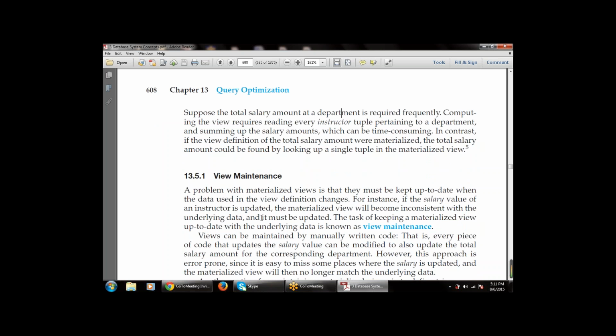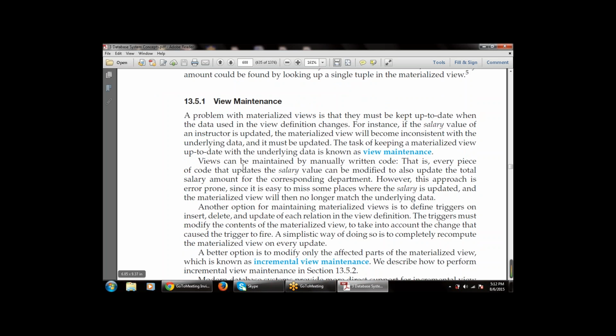For example, if the salary value of an instructor is updated, the materialized view will become inconsistent with the underlying data and must be updated. The task of keeping a materialized view up to date with the underlying data is known as view maintenance. Whenever the data is maintained consistently and updated automatically in the database, that is view maintenance.